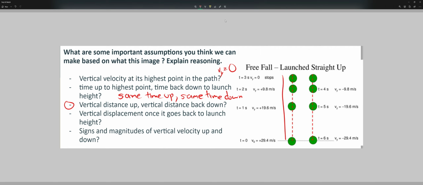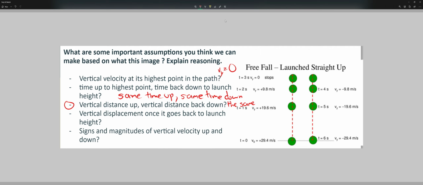Well, if you travel, let's say, 50 meters upward, then I travel another 50 meters downward, and so my displacement would be negative 50 meters. And so we can say they are the same. My distance up is the same as my distance down.